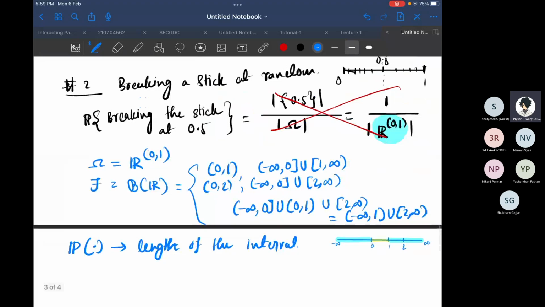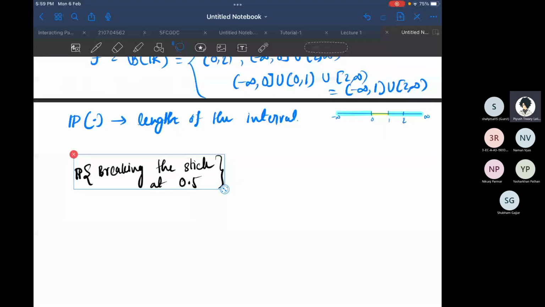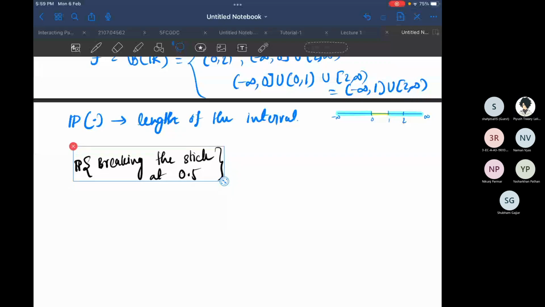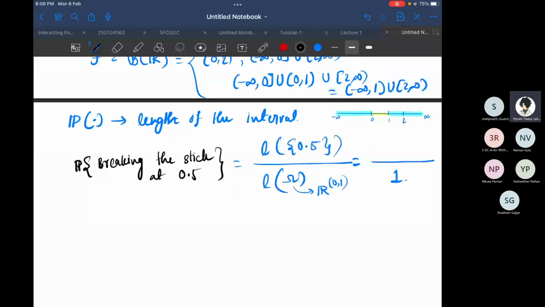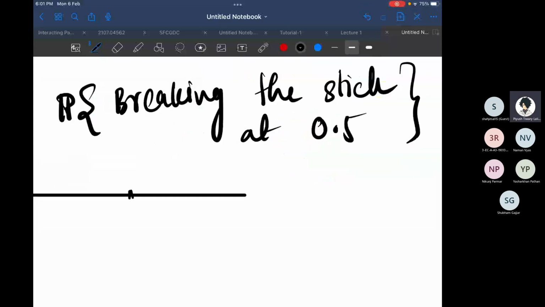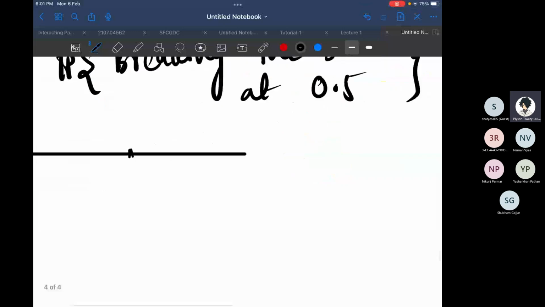Here, what will it be? Anything? Okay, no response, so let me disclose it then. It will be nothing but 0. You can ask why. Well, because the length of a single point is always 0. There is a single point here, so it has no length basically. That is what I'm trying to say.